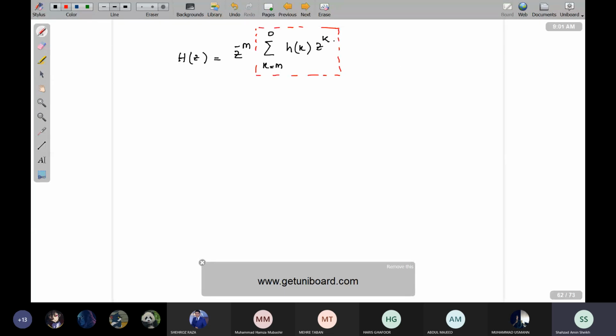And compare it with h of z is equal to the sum from k is equal to 0 to m of h of k z raised to power minus k. So just comparing these two equations, what do you think? What is this thing?